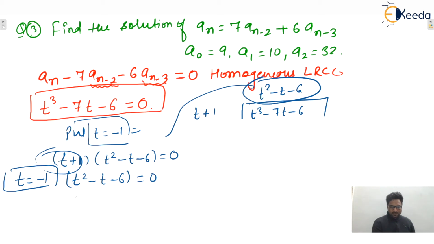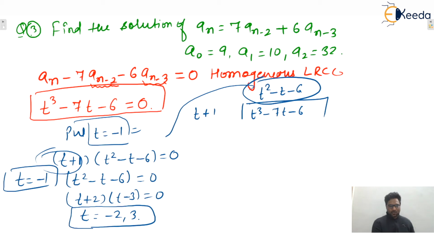So now this becomes t square minus t minus 6. So what will the roots be? If we solve this quadratic equation, then it becomes t plus 2 into t minus 3 equals 0. Then we can say that t equals minus 2 and plus 3. These are the roots, and one root is minus 1. Okay, so we got three roots, that is minus 1, minus 2, 3. I hope this one is clear to everyone.